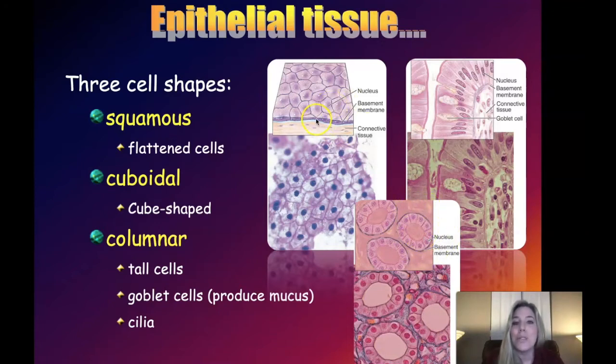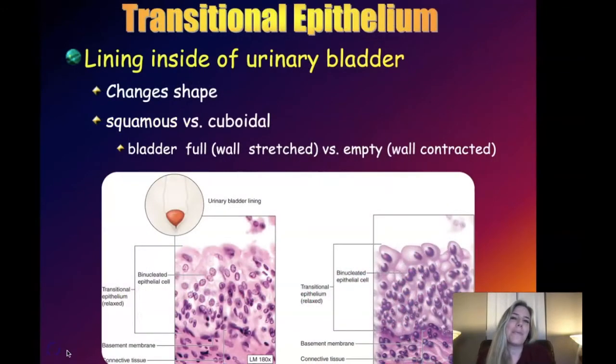This would be simple squamous epithelial tissue because you can see these are one cell layer thick and they're those flattened cells. So that would be simple squamous. And over here, this happens to be simple columnar epithelial tissue because they're all touching the basal surface. So they're one cell layer thick and they're column shaped. So simple columnar epithelium.